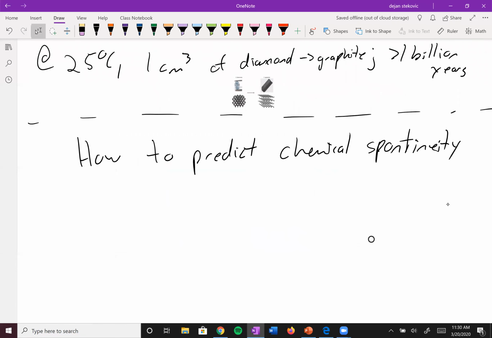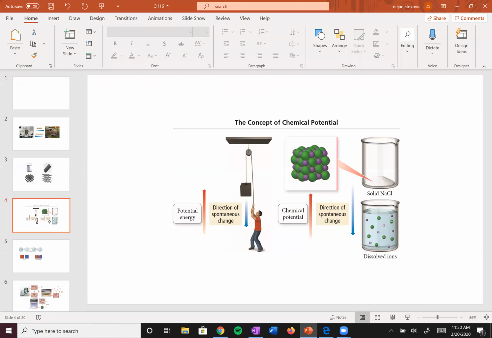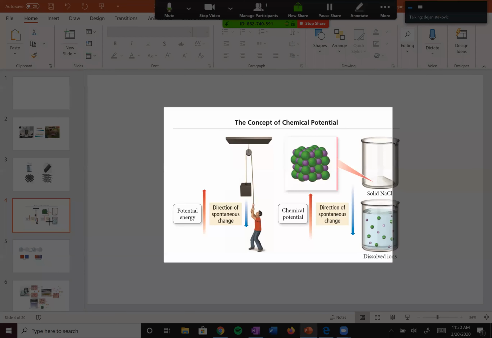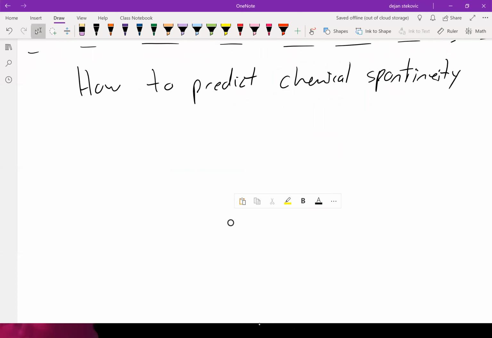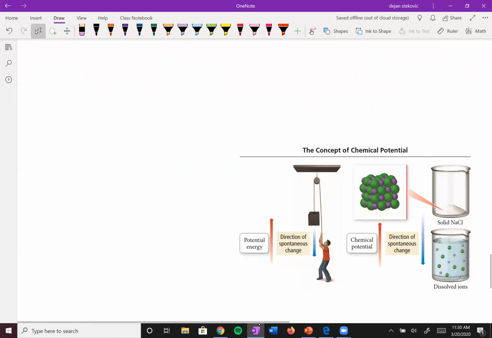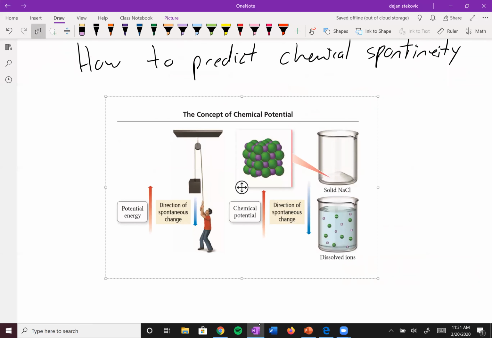So if we take a look at this next picture, we can ask ourselves our question, how are we going to determine chemical spontaneity? And it's kind of the same thing that we do in the macro world. So you can see this dude over here is lifting up this weight on the left, and you can tell that him lifting it up, that's not a spontaneous thing. The weight is not going to go up by itself. The weight will fall down by itself.